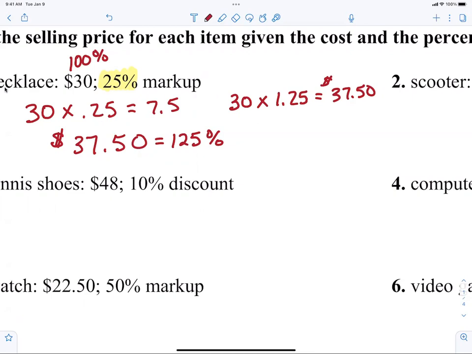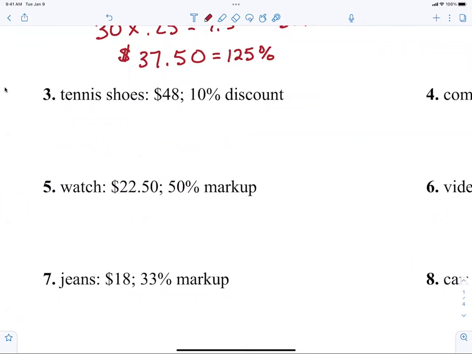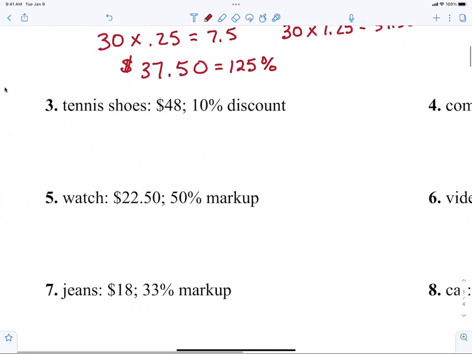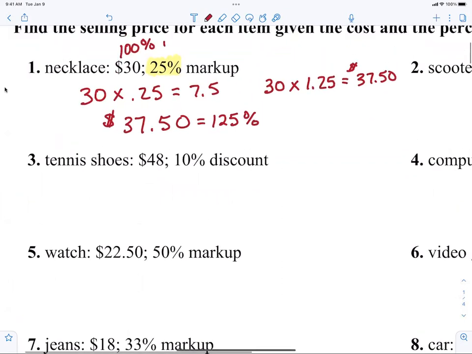Now, first thing on number 3, though, we're going to do it the long way. Because 100% plus 25% equals 125%. The $30 is 100% of the necklace. Oh yeah, the whole thing is 100%. Okay, so now I'm on number 3. I need everybody paying attention for number 3.